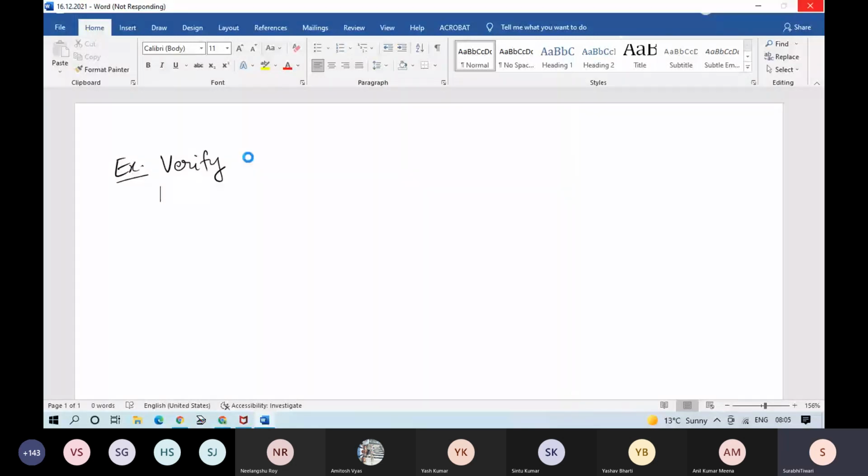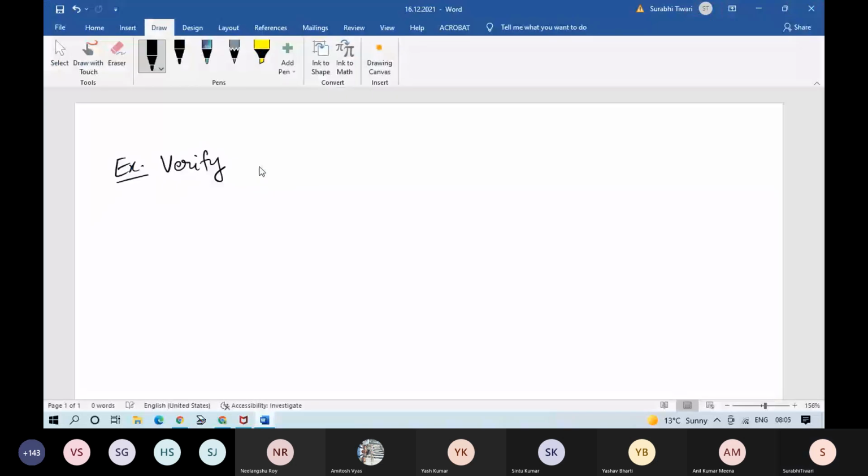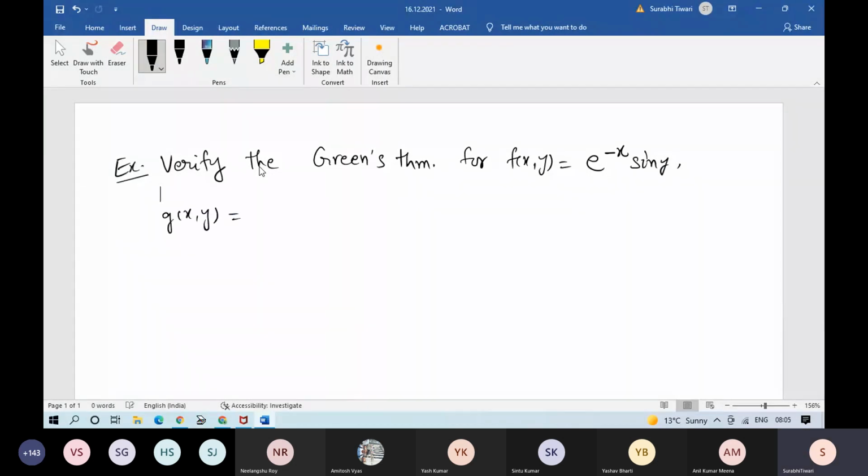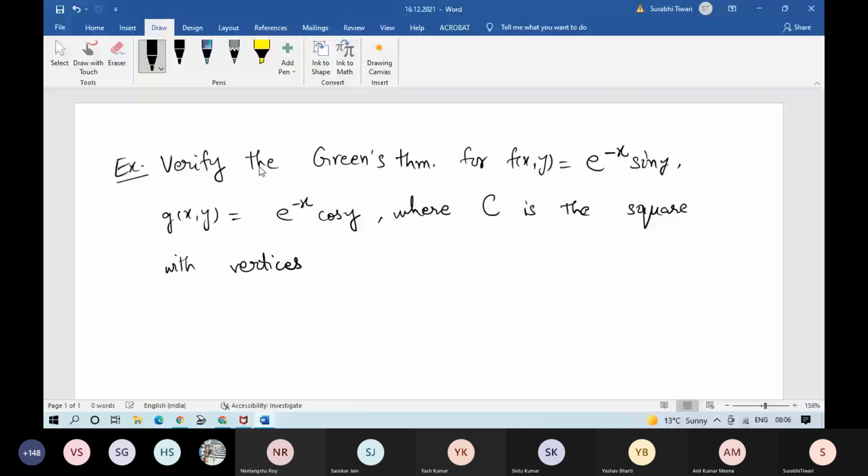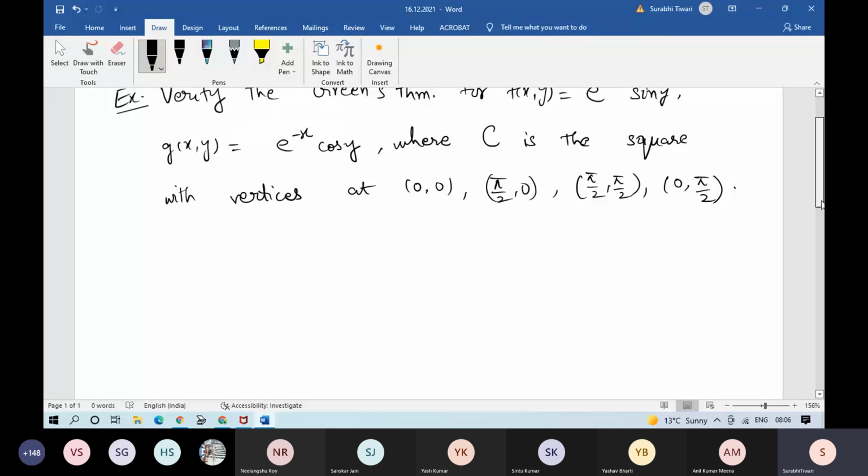Verify the Green's theorem for f(x,y) is equal to e raised to the power of minus x sin y, g(x,y) is equal to e raised to the power of minus x cos y, where C is the square with vertices at (0, 0), (pi by 2, 0), (pi by 2, pi by 2), and (0, pi by 2). This is the question.